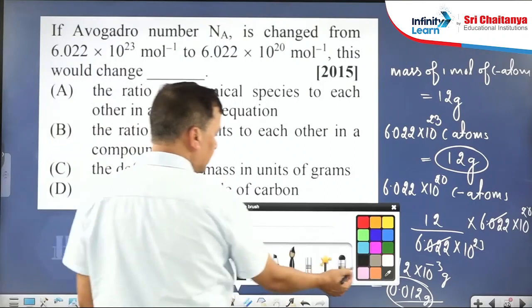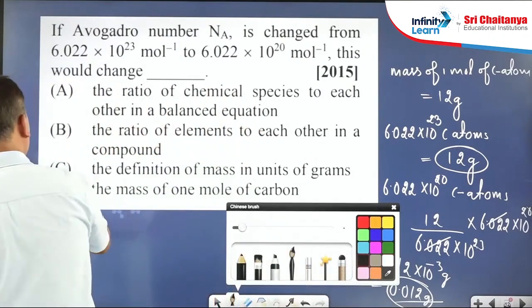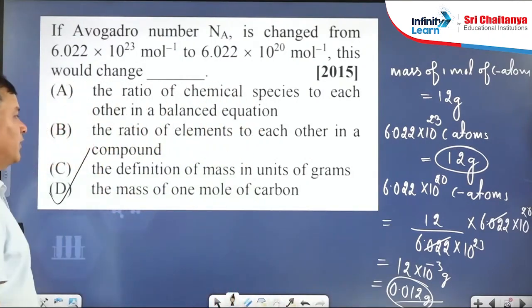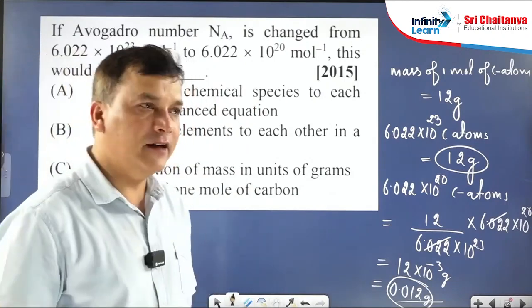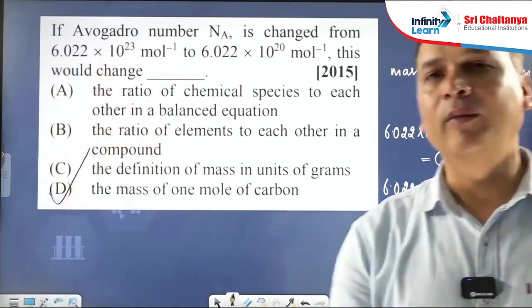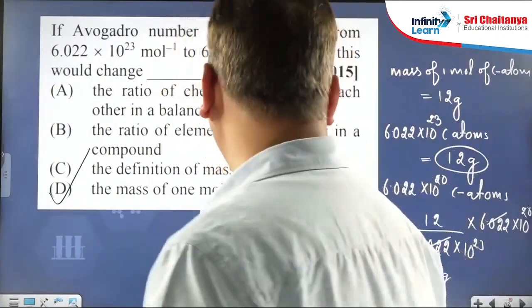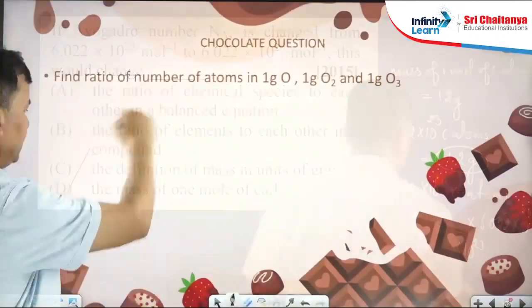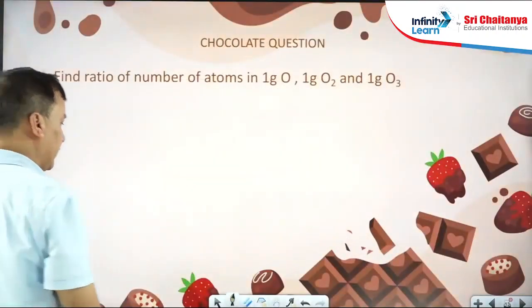I am writing already. Correct option. It will change into to which one? Mass of the 1 mole of carbon. Is that clear? Very nice. So my dear friend, let me solve one more question. This is also a very good question here is.